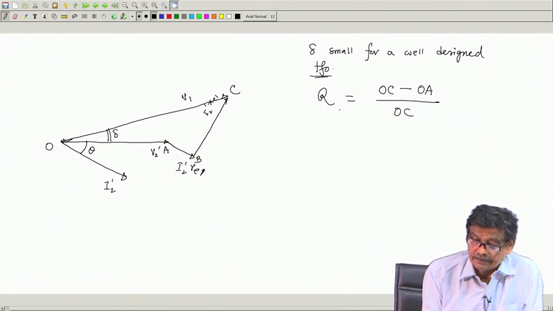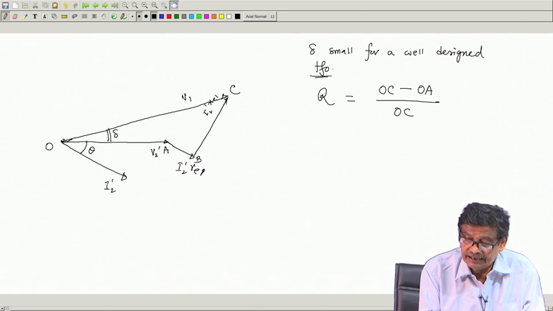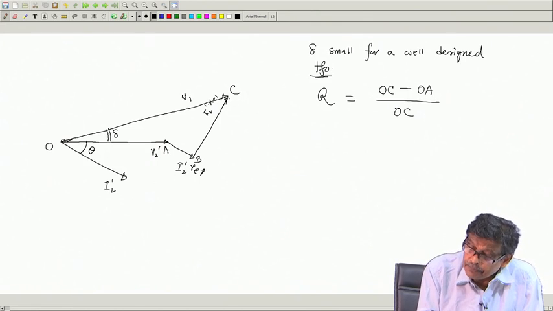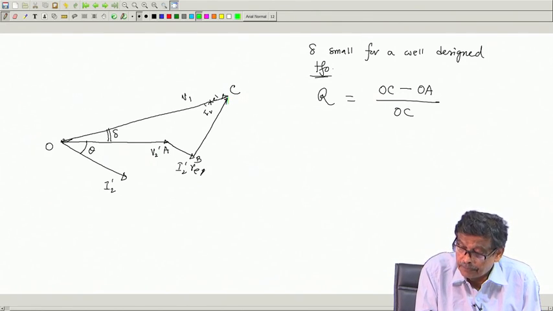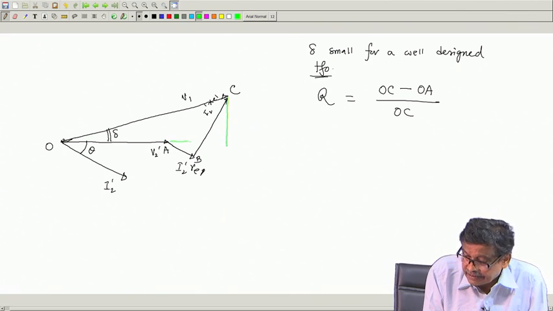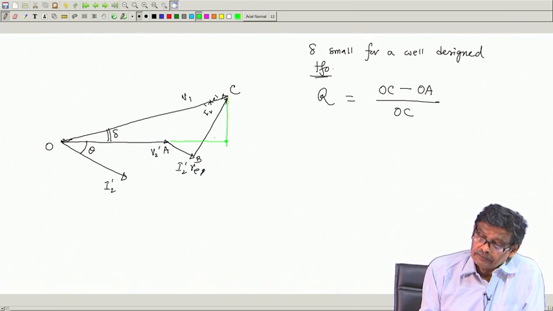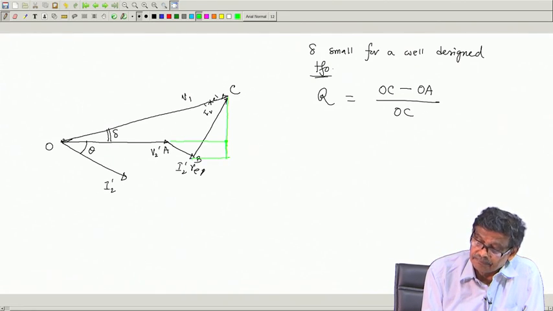Now, by using geometry, I will try to find out this length minus this length. Now, since delta is small, if you drop a perpendicular, these are the extra thing I am doing now. You drop a perpendicular on this extended line here, drop a perpendicular. Say, okay, and also drop a perpendicular from this side to this side. Okay.